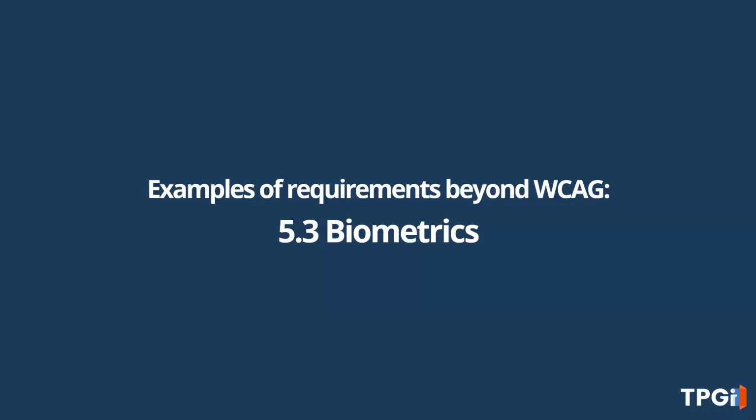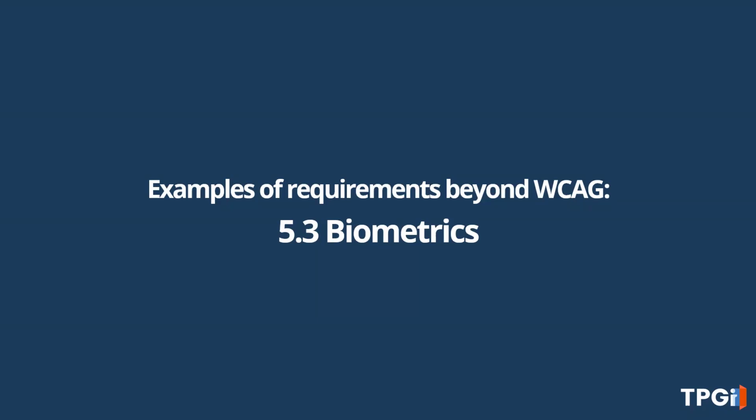blind or low vision users who may struggle with facial or retina recognition, people with speech disabilities who can't use voice recognition, and people with neurological conditions that affect biometric patterns, like tremors interfering with fingerprint scans. So by requiring an alternative authentication method, such as PIN codes, passwords, or physical security keys, EN 301549 ensures biometric security systems do not create barriers.